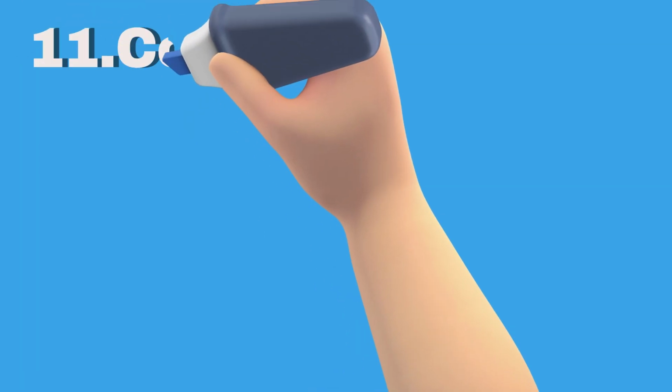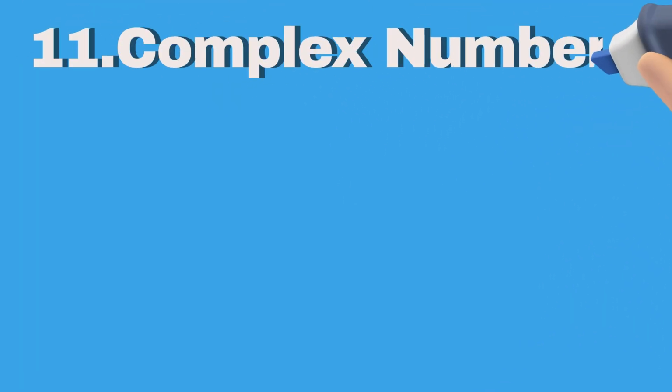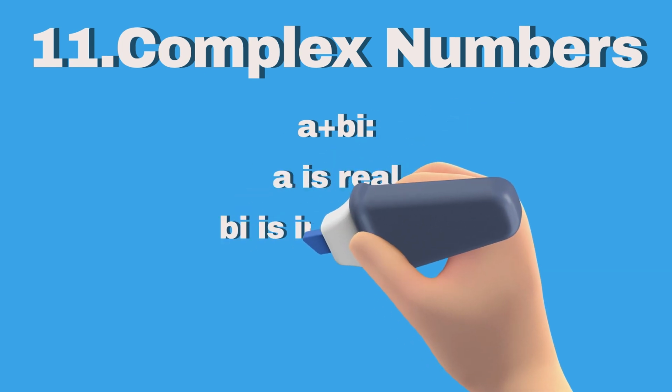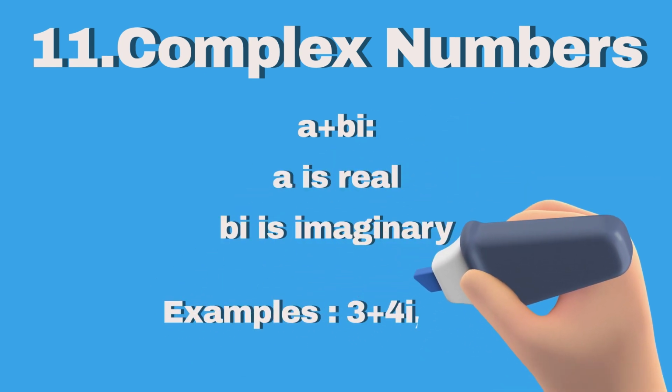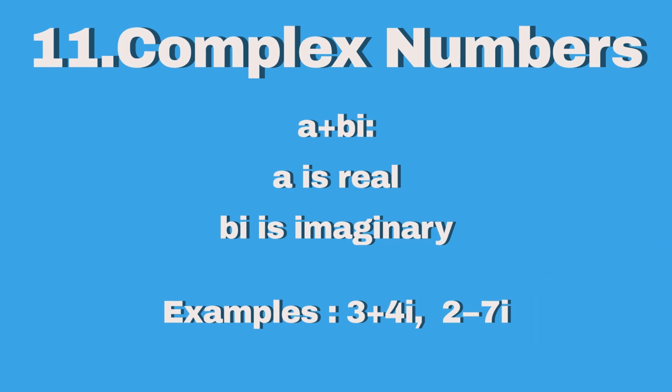Complex numbers combine real and imaginary numbers in a format a plus bi, where a is the real part and bi is the imaginary part. Example: 3 plus 4i, 2 minus 7i.